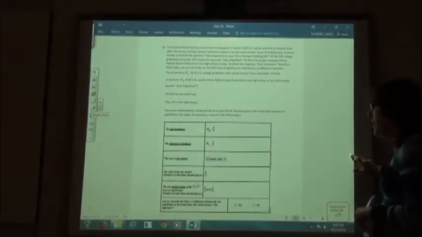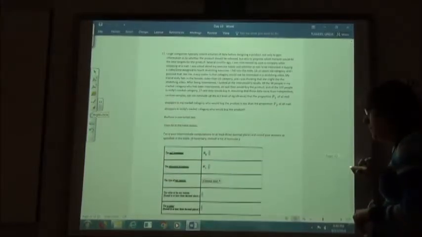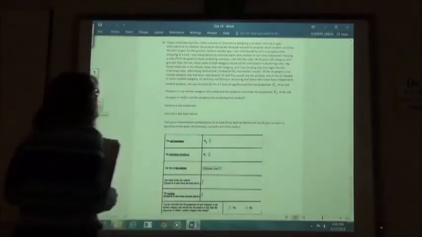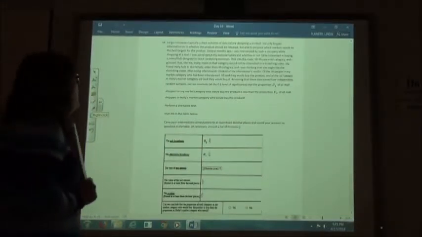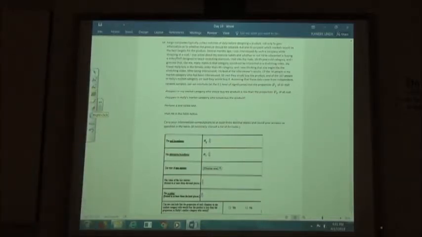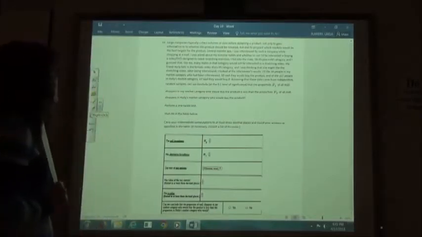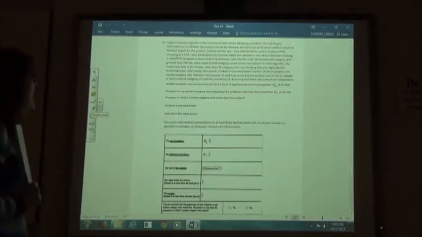Number 12, same kind of thing. Large companies typically collect volumes of data before designing a product, not only to gain information as to whether the product should be released, but also to pinpoint which markets would be best targets for the product. Several months ago, I was interviewed by such a company while shopping at a mall. I was asked about my exercise habits and whether or not I'd be interested in buying a video/DVD designed to teach stretching exercises.